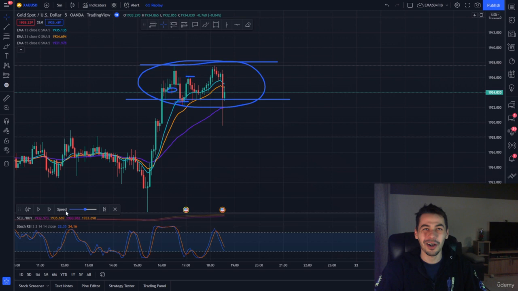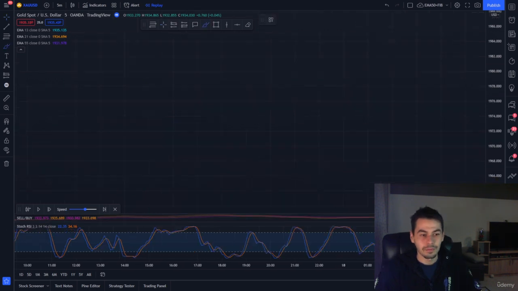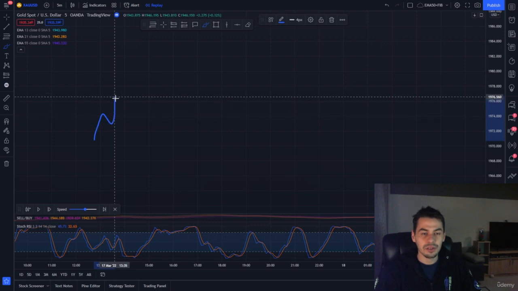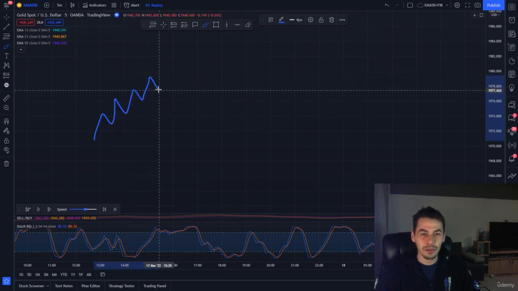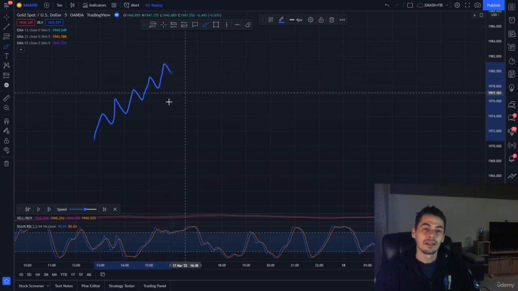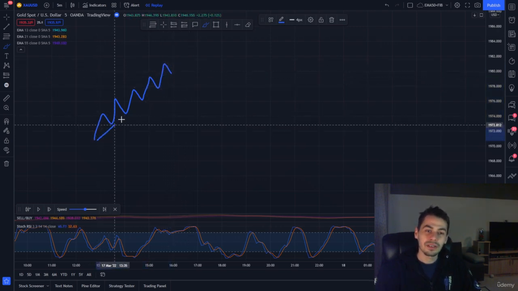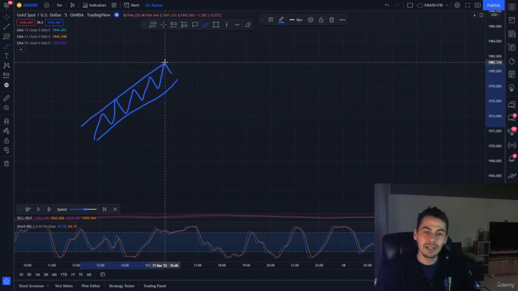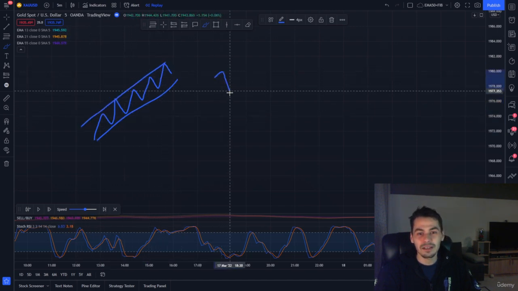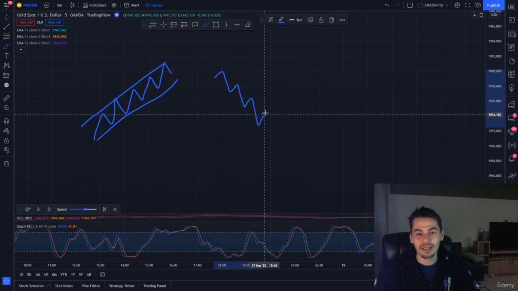Okay, now let's talk about some channels. Channels represent portions of price action when price is ascending and correcting without significant impulse, but the market direction stays the same. So this would be an ascending channel. Again, same thing applies to a descending channel.